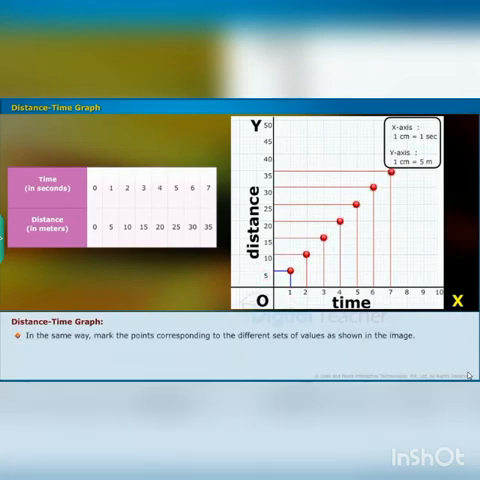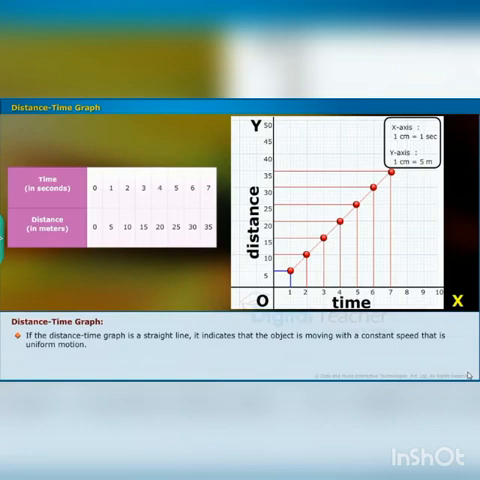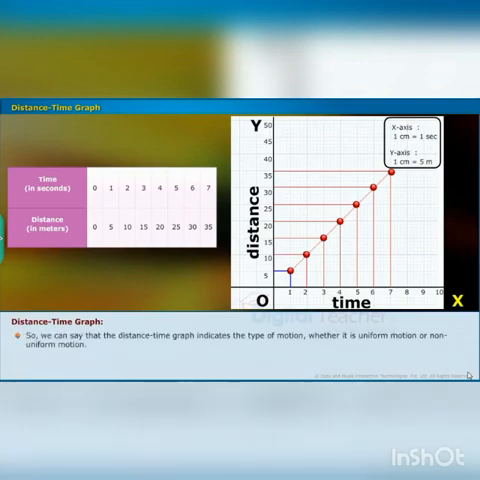In the same way, mark the points corresponding to the different sets of values as shown in the image. Join all the points on the graph. It is a straight line, which is the distance-time graph for the motion of the car. If the distance-time graph is a straight line, it indicates that the object is moving with a constant speed, that is, uniform motion. However, if the speed of the object keeps changing, the graph can be of any shape, that is, non-uniform motion.